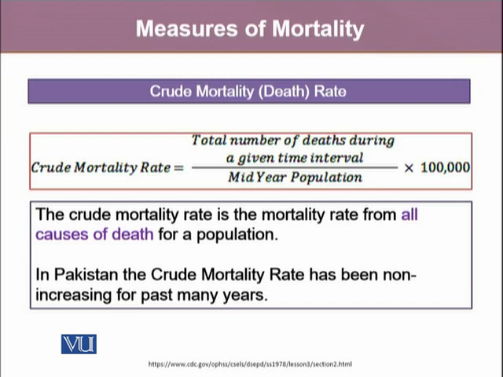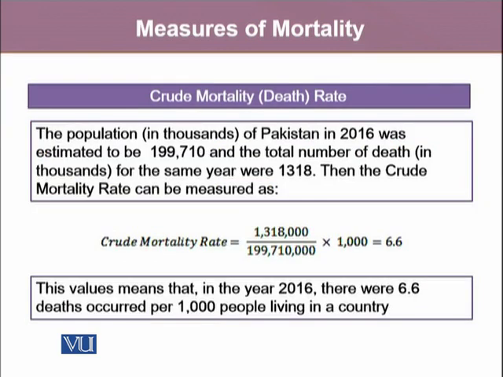In Pakistan, crude mortality rate has been non-increasing for many years, which is good news. In 2016, the population of Pakistan was estimated to be almost 20 crore, and the total number of deaths for the same year was almost 1.3 million. Then the crude mortality rate was measured to be 6.6. This value means that in the year 2016, there were 6.6 deaths per 1,000 people living in the country.